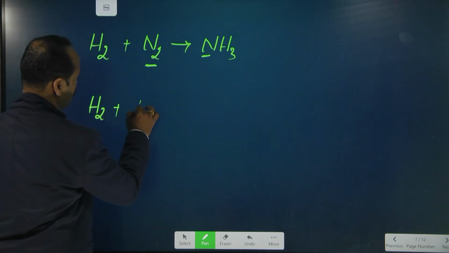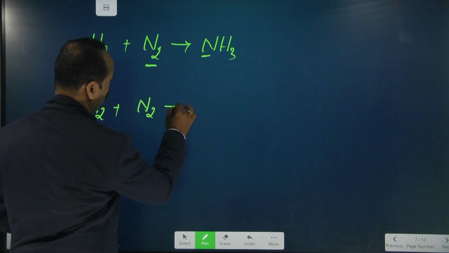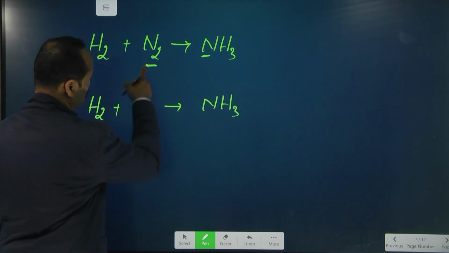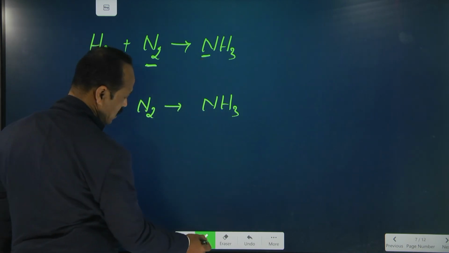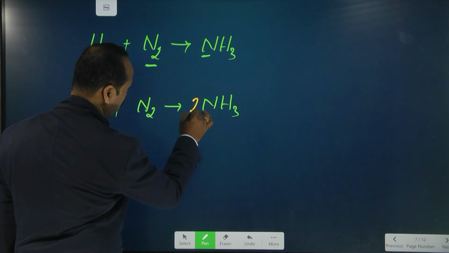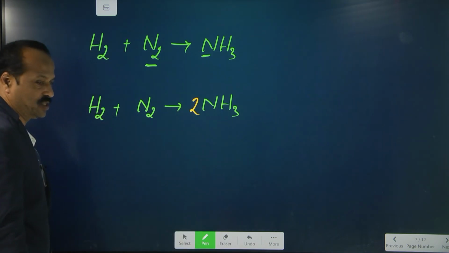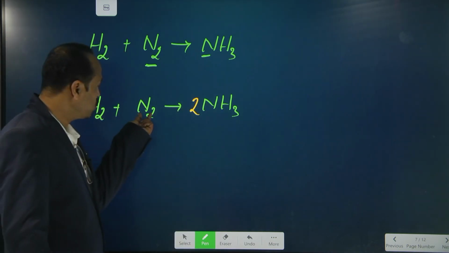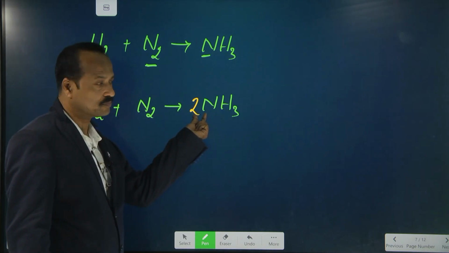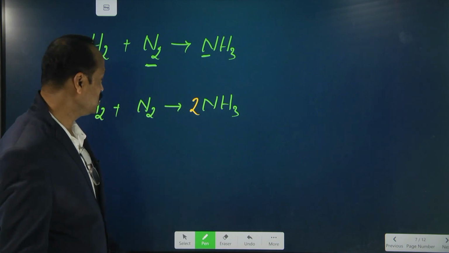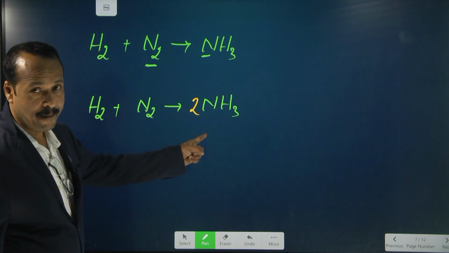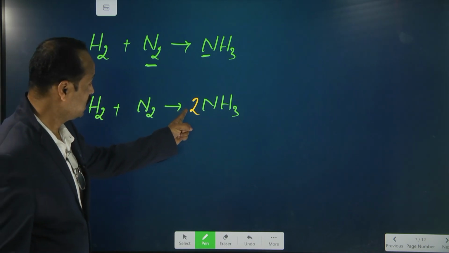H2 plus N2 gives rise to NH3. So here you see two nitrogens are there, but here only one is there. So for this, what you have to do is, you write 2 in front of this one. Okay, 2 NH3. Now see here two nitrogens, here also two nitrogens. It is balanced. Yes or no? But hydrogens you see. Now here two hydrogens are there. Here how many hydrogens are there? No, 3. This 2 is also there.